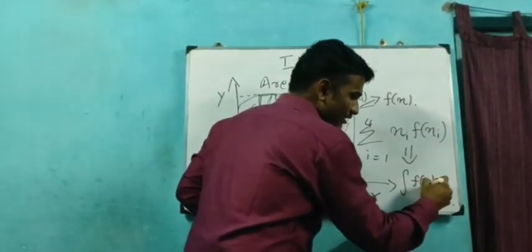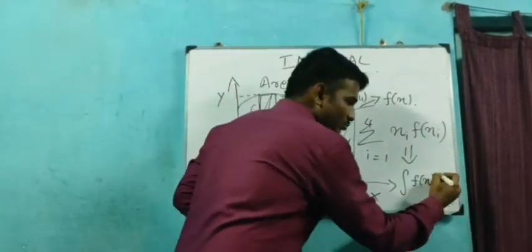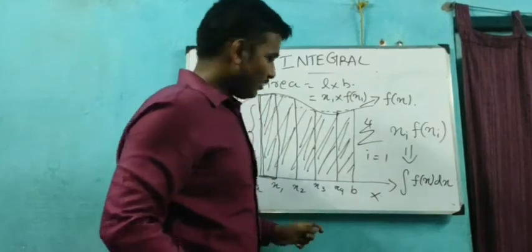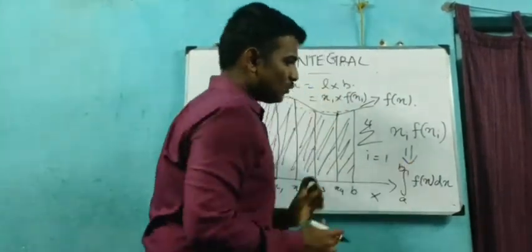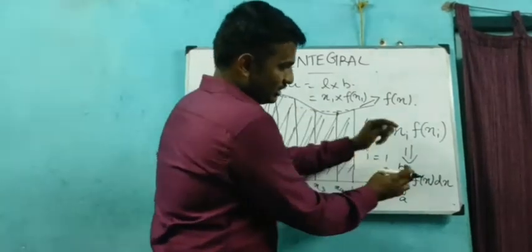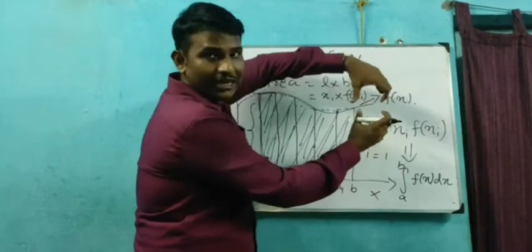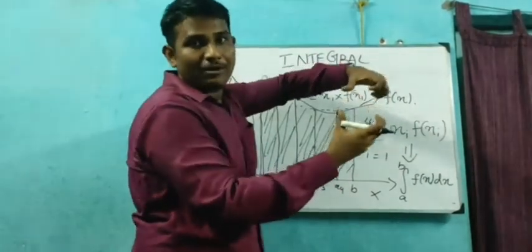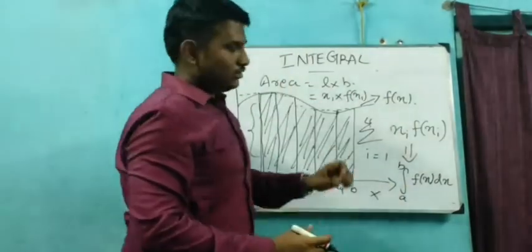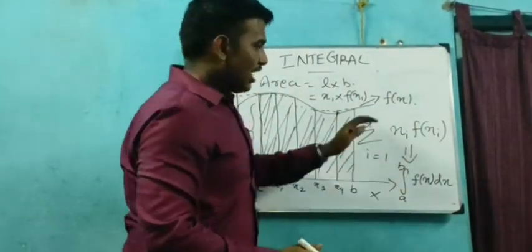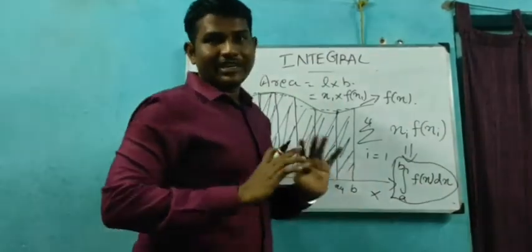f of x times this small change, right? I am writing this small change as dx. The starting point is a, the ending point is b. So this is the integration symbol. If you stretch it, think of it like an elastic rubber band, you will get this symbol. So this is the origin of this symbol, and f of x and dx. So this is the integration.